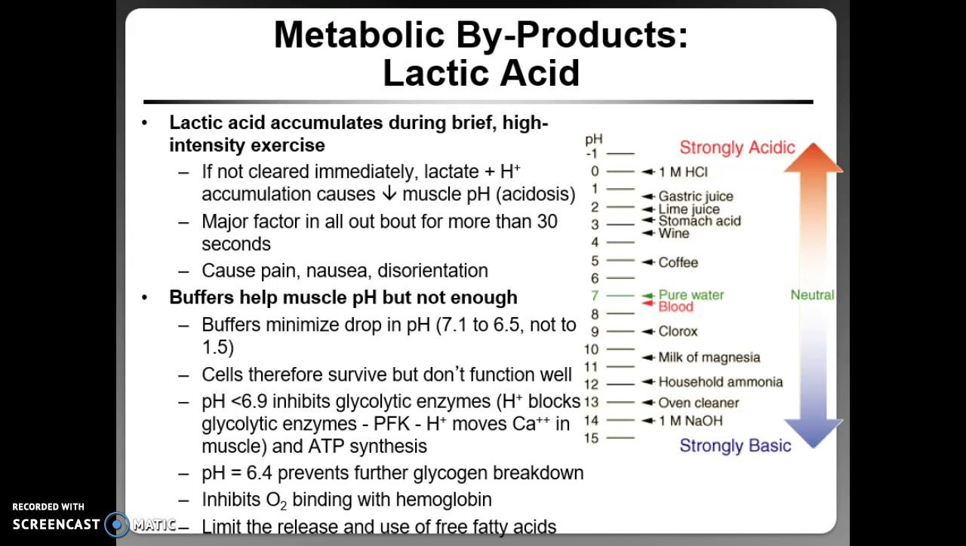For lactic acid, if it isn't cleared, it starts to accumulate as lactate and hydrogen ions. This causes muscle pH to become more acidic, and the pH decreases. It can cause pain, nausea, as well as disorientation, which is why some people, when they exercise really hard, might feel like they need to throw up. It's because of that lactic acid hydrogen byproduct. We do have buffers that help to minimize the drop in pH because we don't want our pH to drop too low, because otherwise the cells won't survive and won't function very well.